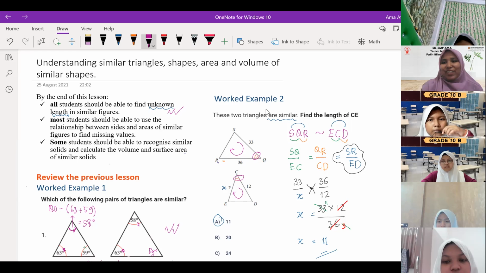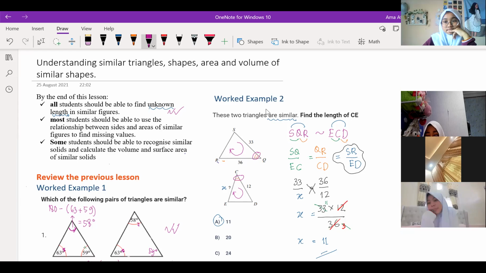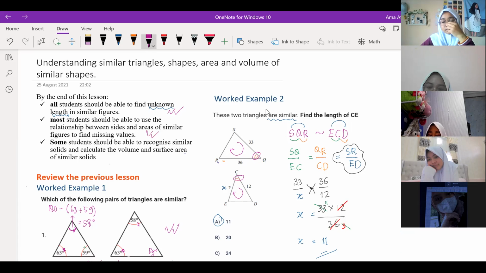How many percent? 1, 2, 3, 4, 5, 6, 7, 8. Okay, good. Some students should be able to recognize similar solids and calculate the volumes and surface area of similar solids. Okay. So those are the 3 objectives of today. So alhamdulillah, the mission is accomplished.